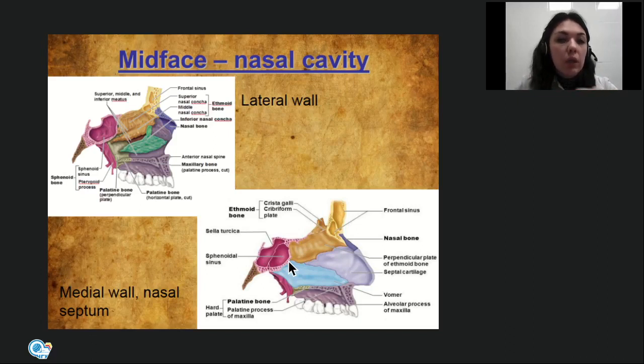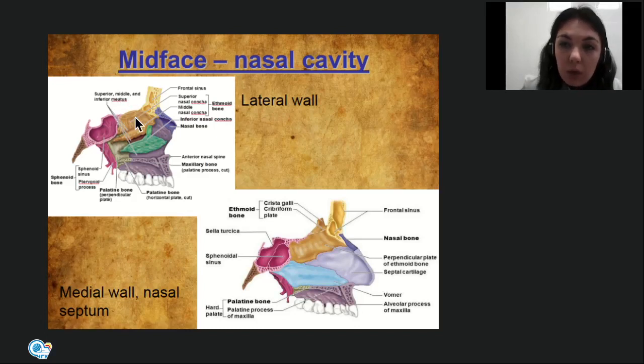And the most complicated structure in the walls of the nasal cavity belongs to the lateral wall. Here we can see the perpendicular plate of the palatine bone and the ethmoid labyrinth of the ethmoid bone with the superior and middle nasal concha, and then there is the inferior nasal concha, that is a separate bone, and there are nasal bones also. So that's it.